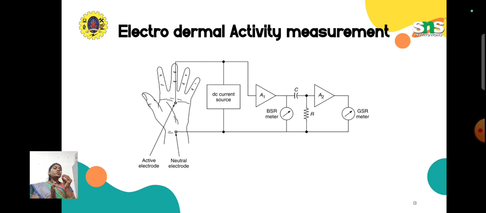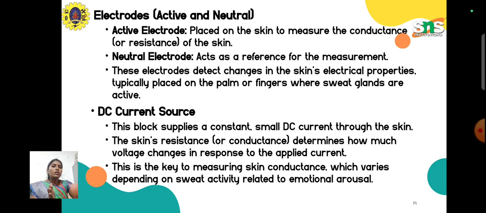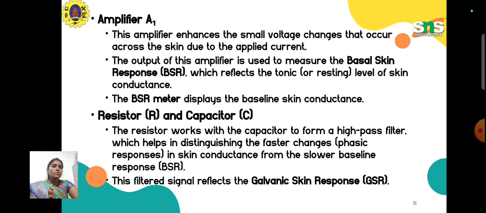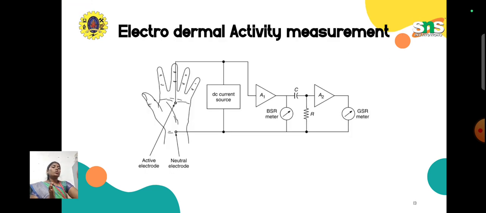So this CR network is filtering out that high frequency signal from the BSR. That high frequency phase is called the phasic response. The high frequency changes, the fluctuations in the normal skin response, are called phasic changes. That alone is filtered by the CR network and fed into A2, the second stage of the amplifier. That is the output of GSR.